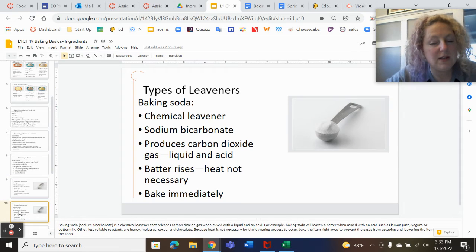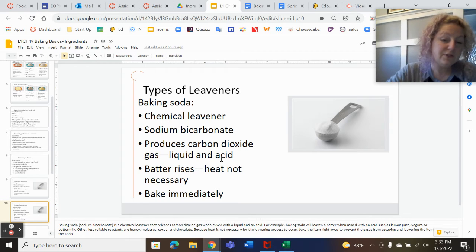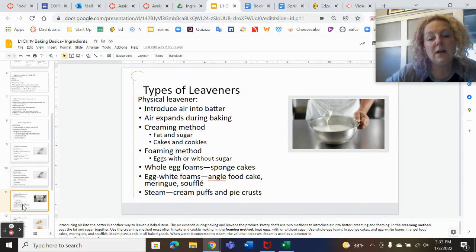The difference between baking soda and baking powder involves the fact that the acid is already added to the powder, and you don't actually have to put heat to the process to make it work. As soon as it gets wet, it starts to create those gases. So you do want to bake those things immediately that have baking soda in them.